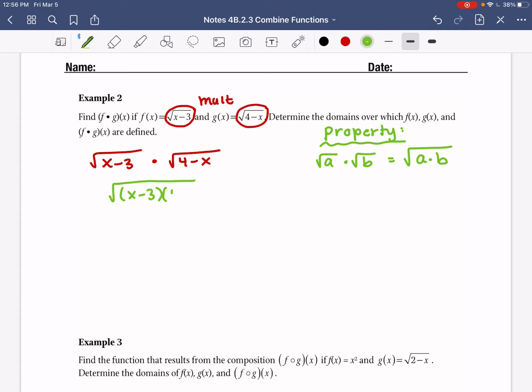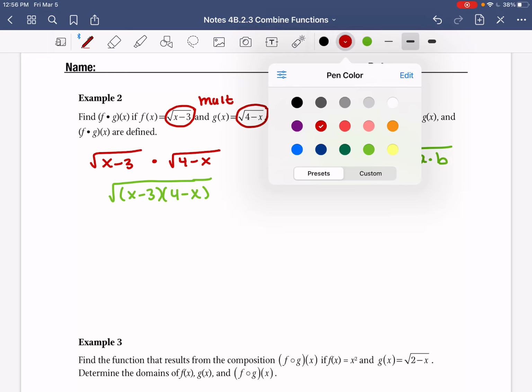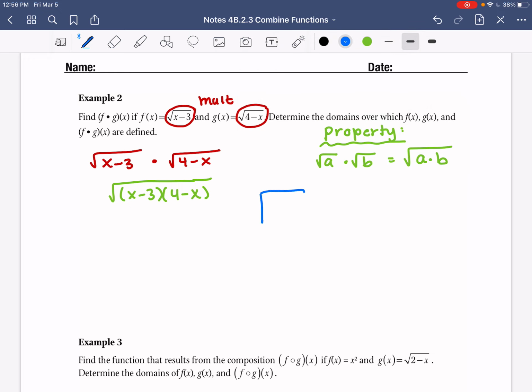X minus 3 times 4 minus x. We can go ahead and use a little box method to multiply these out. So we have x minus 3 and 4 minus x. I get 4x, negative 12, negative x squared, and positive 3x. So underneath my radical, I get negative x squared plus 7x minus 12.